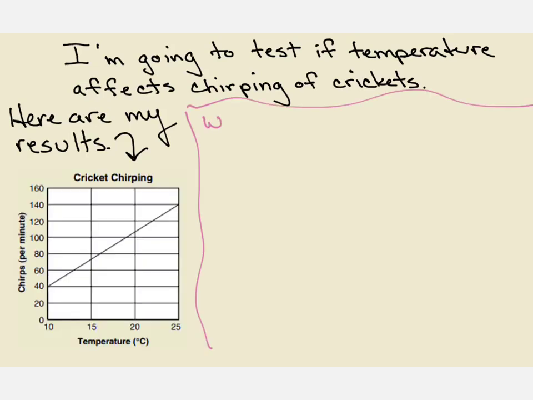So now I'm going to test if the temperature affects chirping in crickets, right? So here are my results. I have this graph right here. On the y-axis, we have chirps per minute. On the x-axis, we have temperature. All right. Which one did I think was going to be causing some change in this experiment?